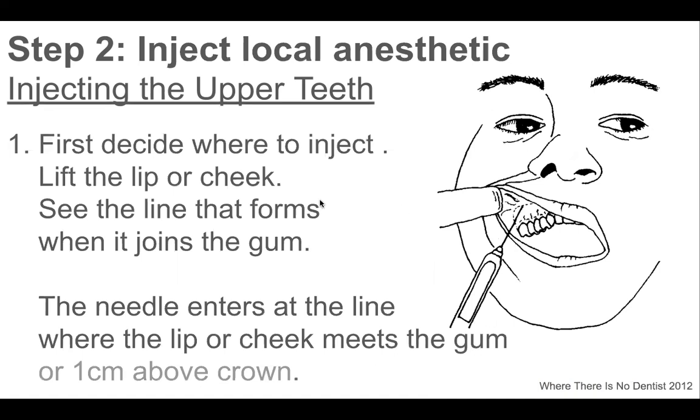First decide where to inject. Lift up the lip or the cheek, and see the line formed where the lip or cheek joins the gums. The needle enters at the line where the lip or cheek meets the gum, or 1 centimeter above the crown.